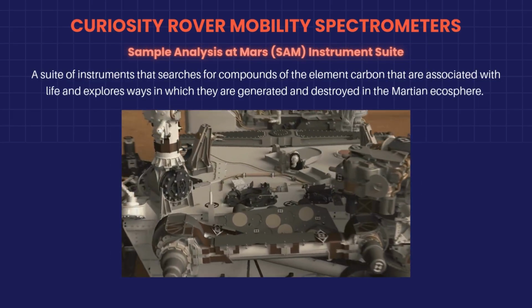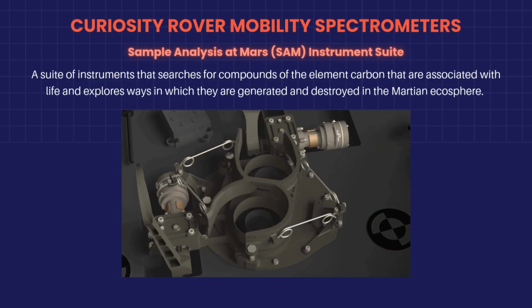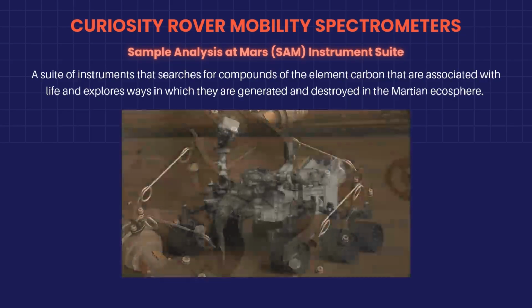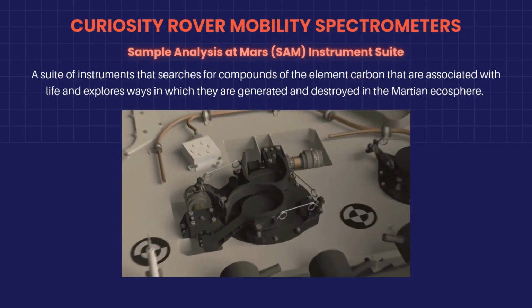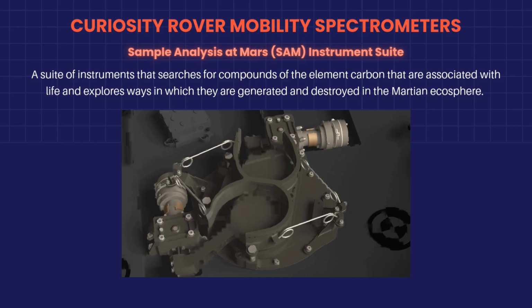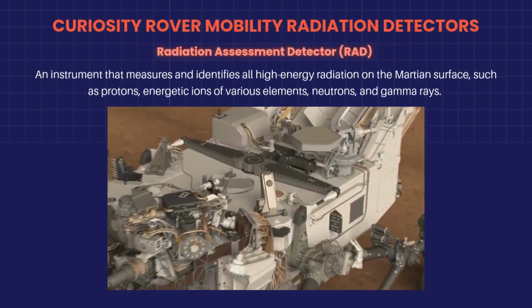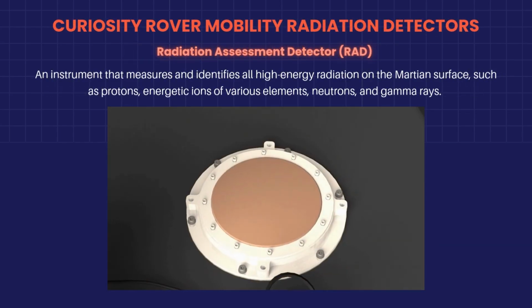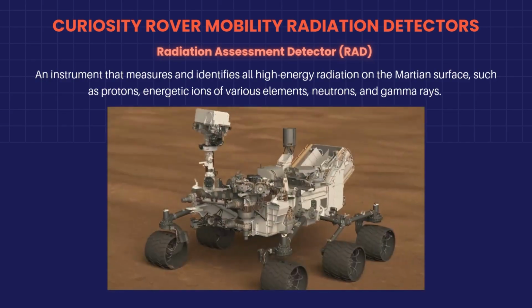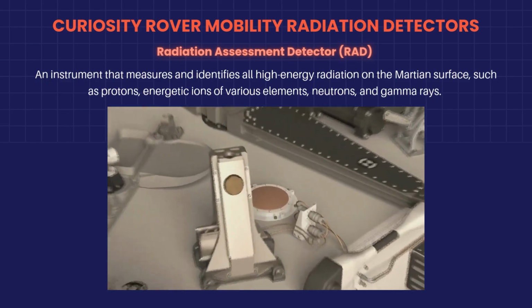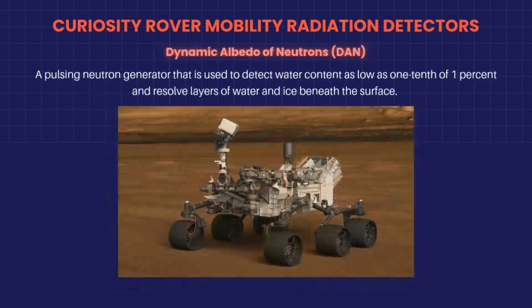Mars. Sample Analysis at Mars Instrument Suite, a suite of instruments that searches for compounds of the element carbon that are associated with life and explores ways in which they are generated and destroyed in the Martian ecosphere. Radiation Assessment Detector, an instrument that measures and identifies all high-energy radiation on the Martian surface, such as protons, energetic ions of various elements, neutrons, and gamma rays.